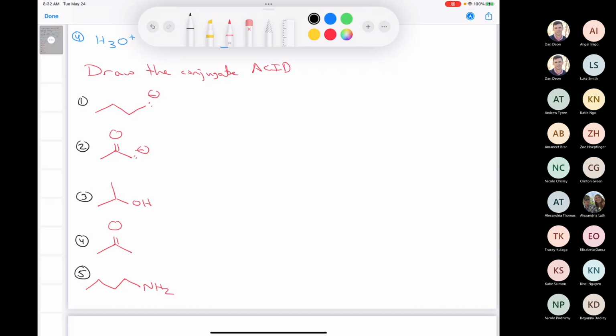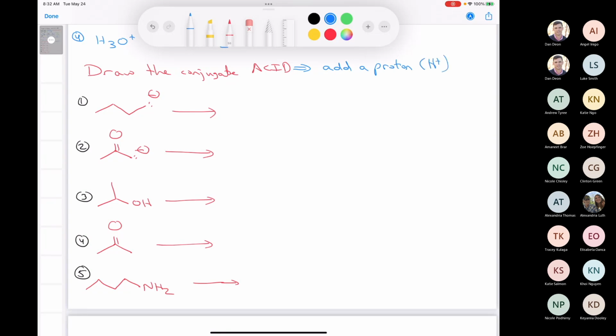Draw the conjugate acid. So how do we draw a conjugate acid? Can anybody tell me the quick answer for what you do when you want to draw a conjugate acid? How do I draw a conjugate acid? I add a proton. Absolutely, Alexandria. So we'll put here, add a proton, or H plus.